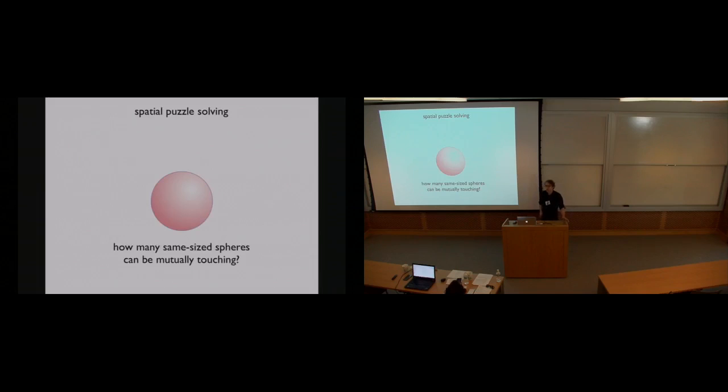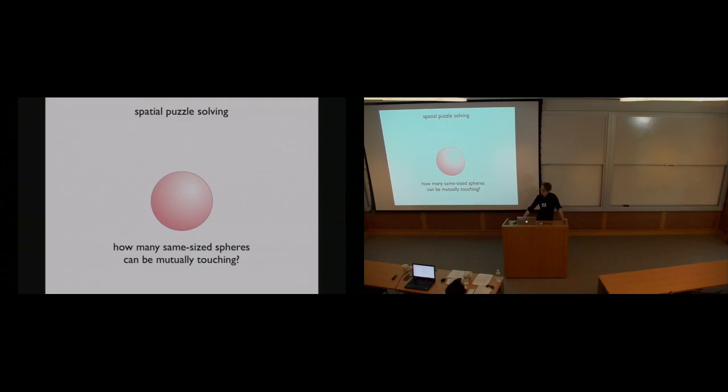Okay, so I'll just start with a little question. How many same-sized spheres can be all touching each other at the same time? So not overlapping, but just touching, all touching at their boundaries. If you think for a second, for sure at least two, right? Maybe three, four, maybe five, right?